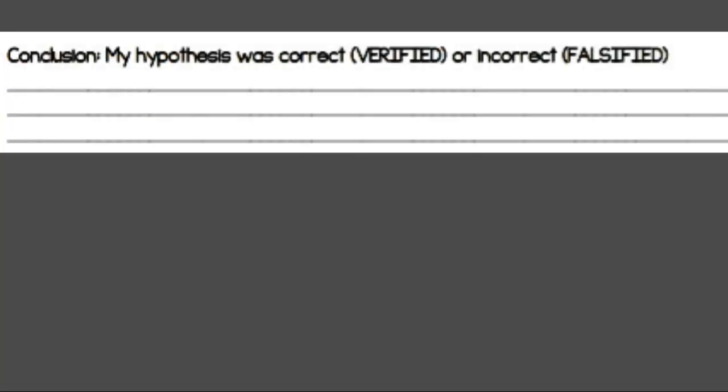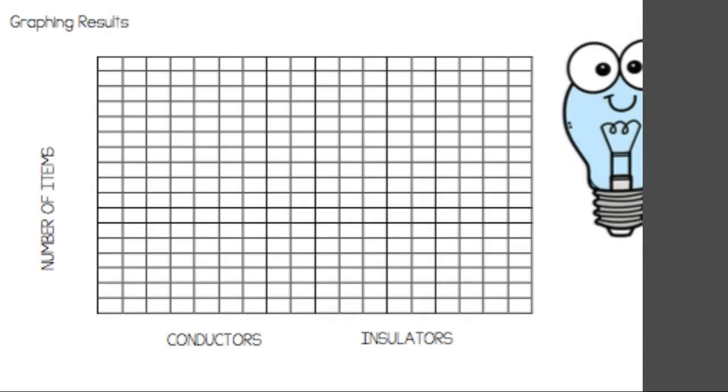So was your hypothesis correct, verified, or incorrect, falsified? And then you need to graph here. You should use a bar diagram because we have two different columns. Then you should probably skip count by twos, and you should write the number of conductors versus the number of insulators.